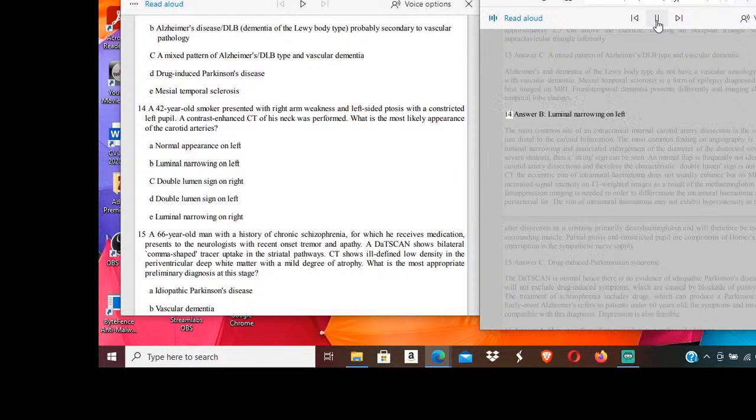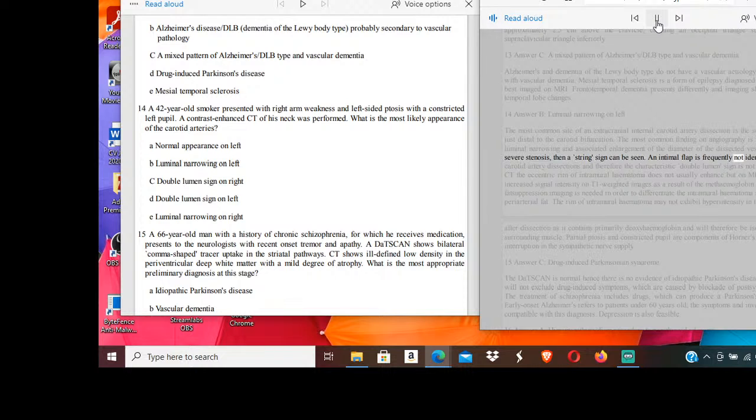14. Answer B, luminal narrowing on left. The most common site of an extracranial internal carotid artery dissection is the segment of vessel just distal to the carotid bifurcation. The most common finding on angiography is that of a tapered luminal narrowing and associated enlargement of the diameter of the dissected vessel. If there is a severe stenosis, then a string sign can be seen.